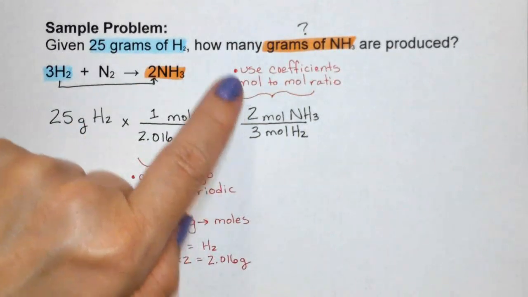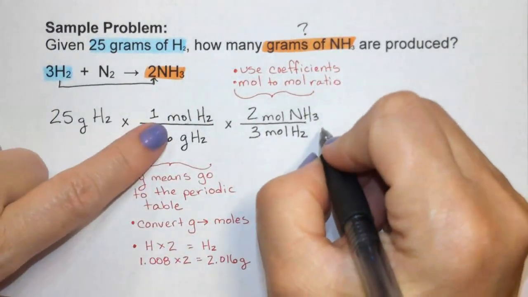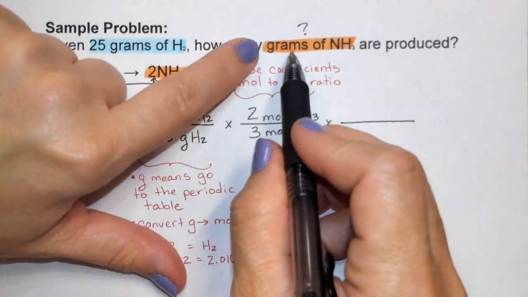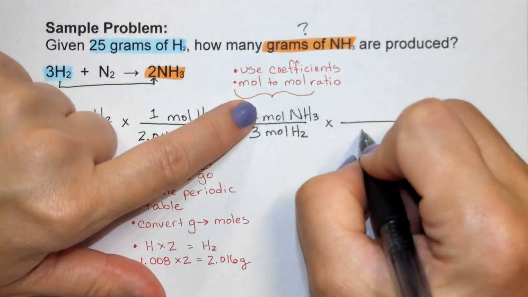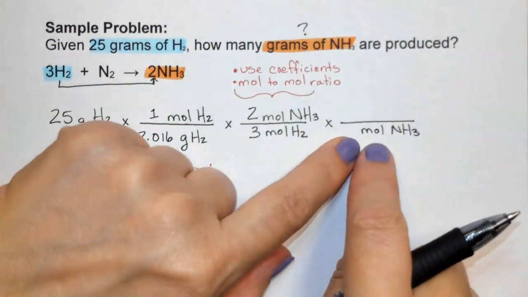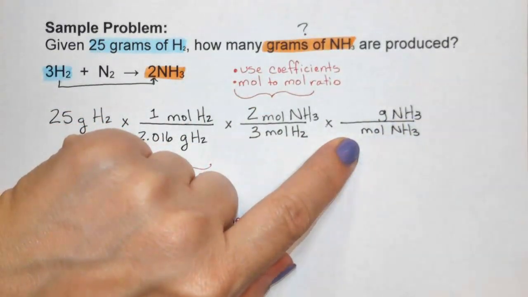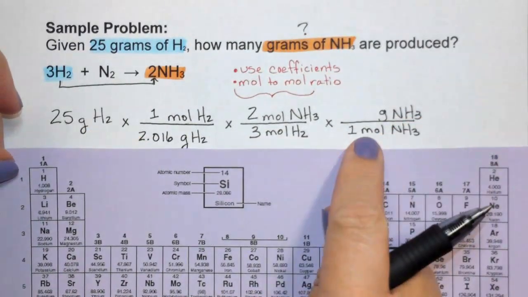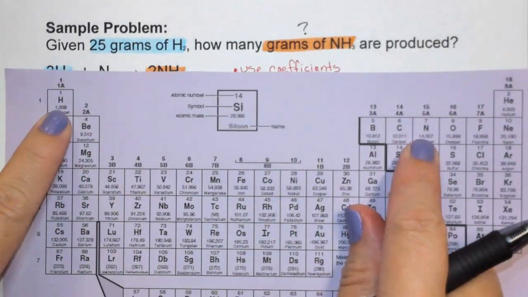Once we've done the mole-to-mole ratio using the coefficients from the balanced equation, then we can do our final step, times, draw a line, because we want to end on grams of ammonia, not moles. So we're going to take the mole of NH3, bring it down here at the bottom, and now we can change from moles to grams of ammonia. To convert from mole to gram, it's going to be 1 mole is equal to the grams when we add up NH3 on the periodic table.